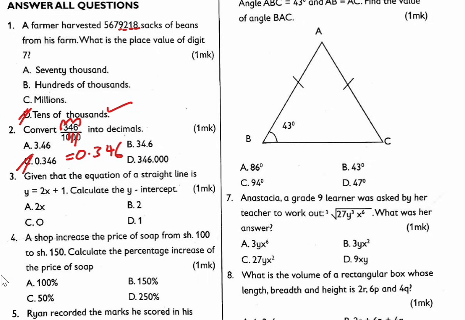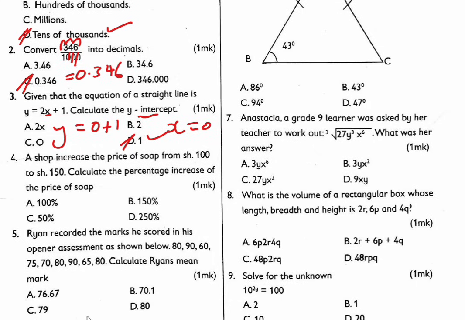Number 3, given that the equation of a straight line is given by y equals 2x plus 1, calculate the y-intercept. This is grade 9 work, equation of a straight line. So you know that the y-intercept is when x is equal to 0. So in this equation, where we have x, we put 0. So it will be y equals 2 times 0, we get 0. So 0 plus 1 is 1, and therefore the answer is D.